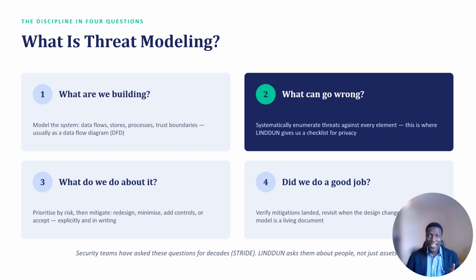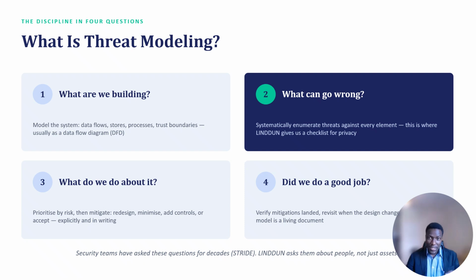Threat modeling is four questions, asked with discipline. Number 1, what are we building? Here we model the system. Usually this is in the form of data flow diagrams showing processes, stores, flows, databases, and trust boundaries.